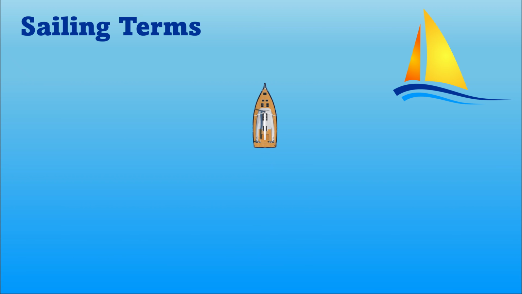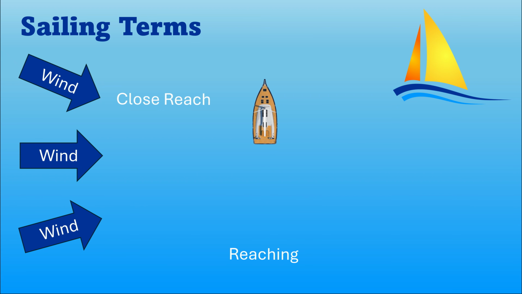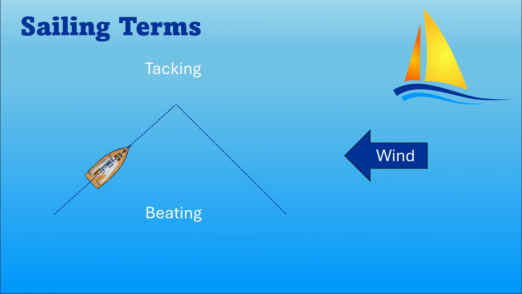When the wind comes across either side of your boat you are reaching or sailing on a reach, between a close reach and a broad reach. When you are sailing upwind you are beating and when you turn the bow of the boat through the wind you are tacking. When you are sailing downwind you are running and when you turn the stern of the boat through the wind you are jibing.